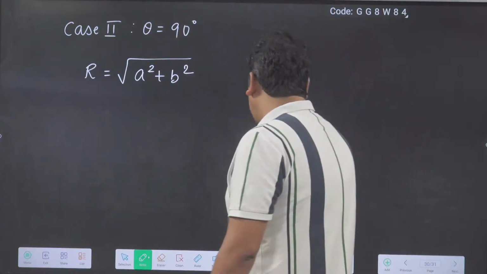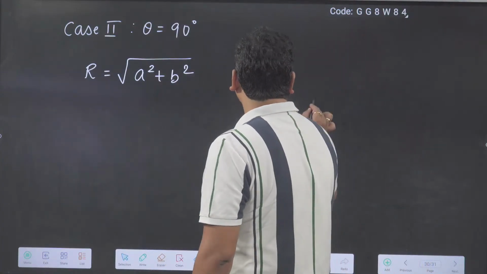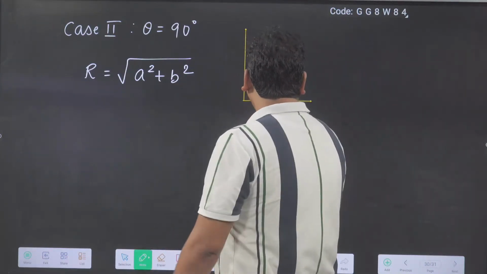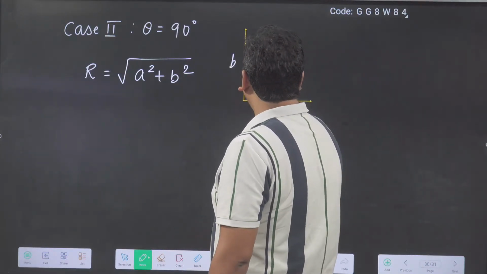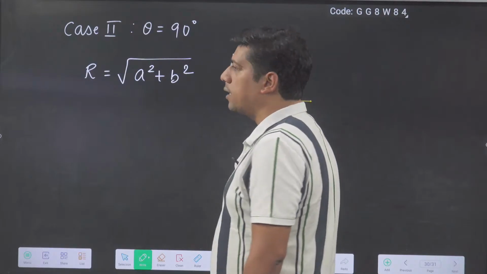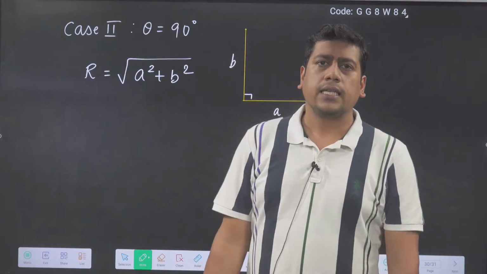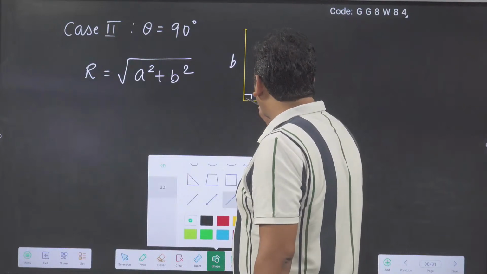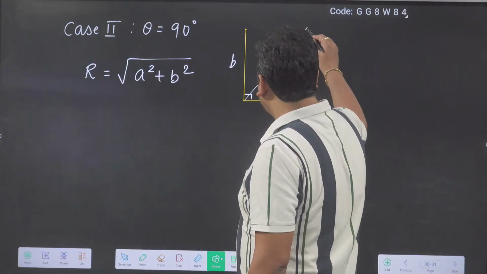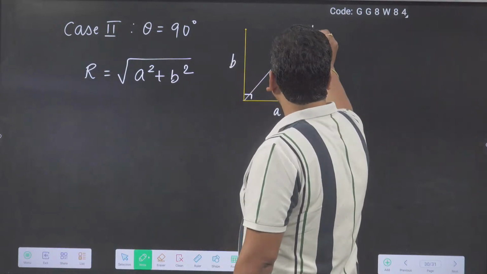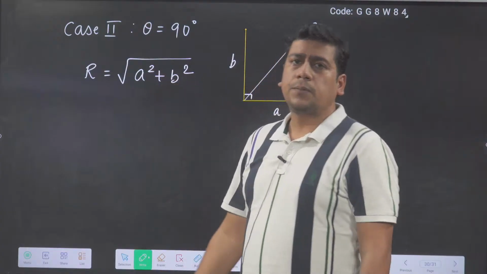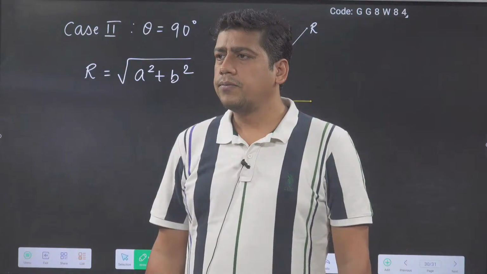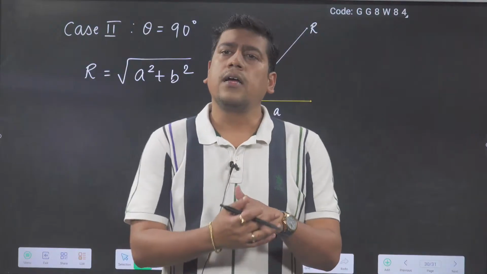Okay, so let's understand with the help of this diagram. Let's say there is one vector here, another vector here. The magnitude is A and this is B. The angle between them is 90 degrees. Where will be the resultant? I told you the magnitude of the resultant is under root A square plus B square. But what I didn't tell you was the direction.